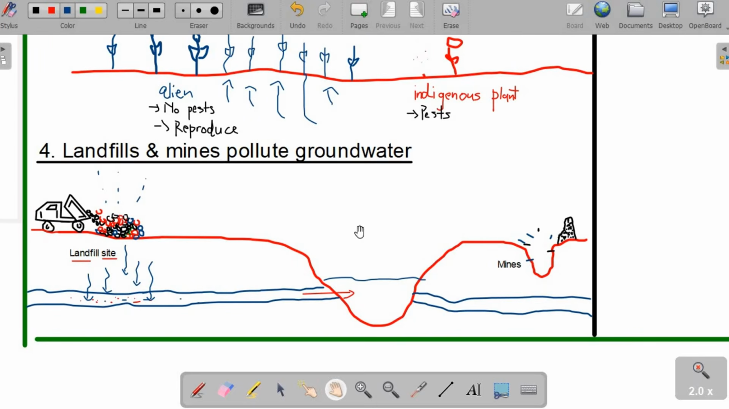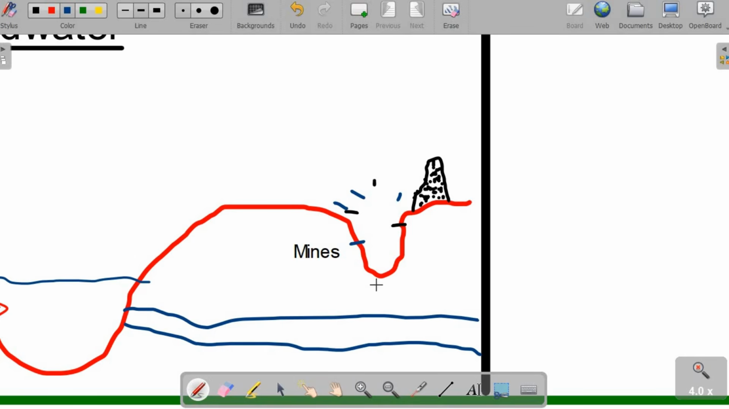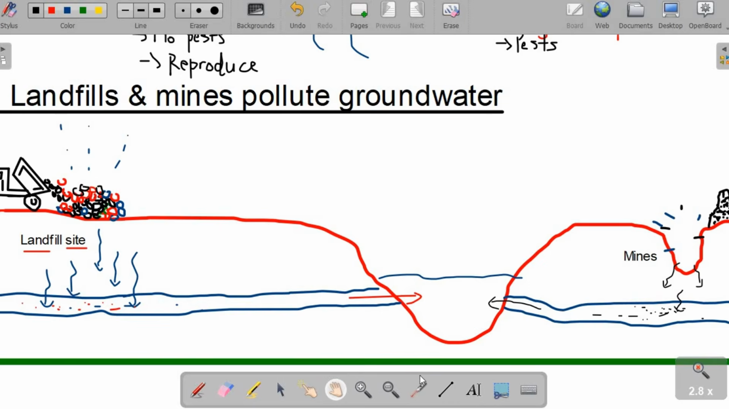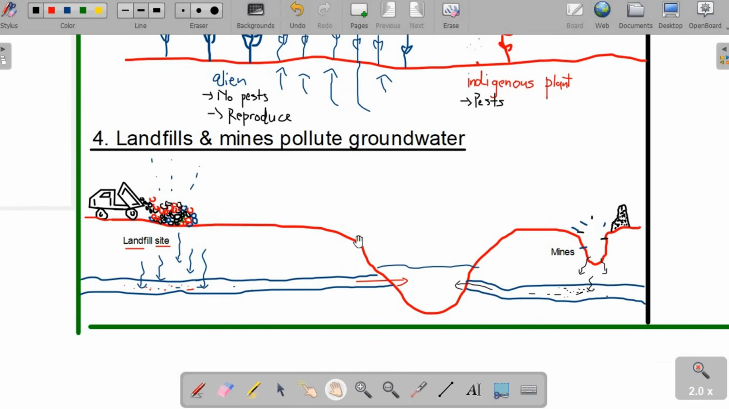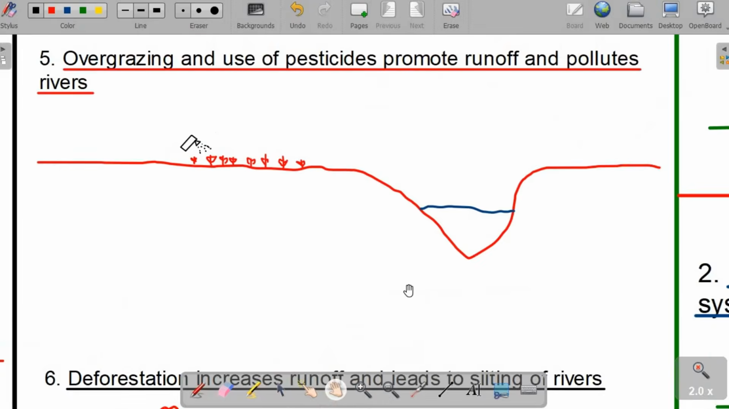You also have mines, right? So mines use these explosives and many chemicals in order to retrieve the ores that they are looking for. So during the production process, all of those chemicals that were used will seep into the groundwater, and of course those chemicals will accumulate there and then eventually wash into our river channels, just like that. So that's another point over there, the impact that we as humans have on our own drainage basins and catchment areas.